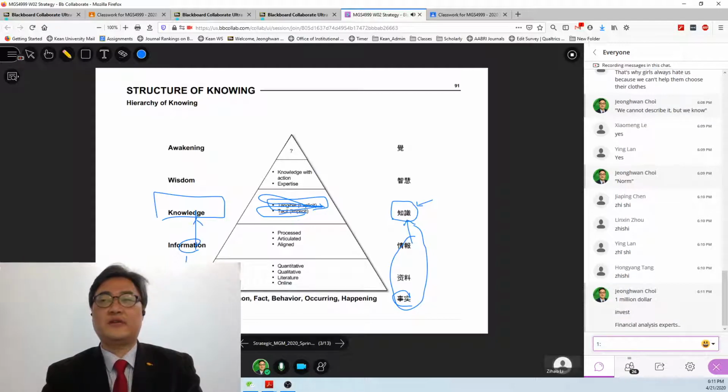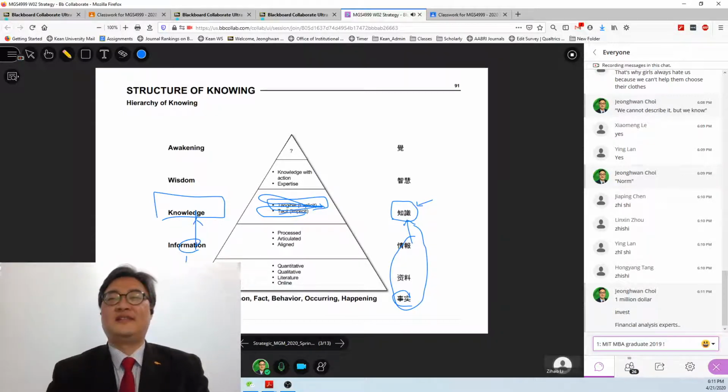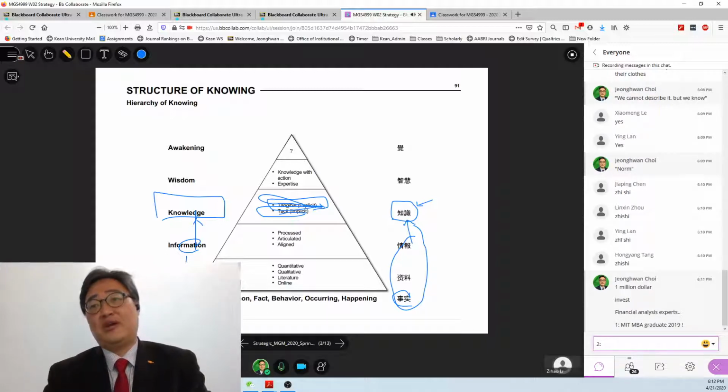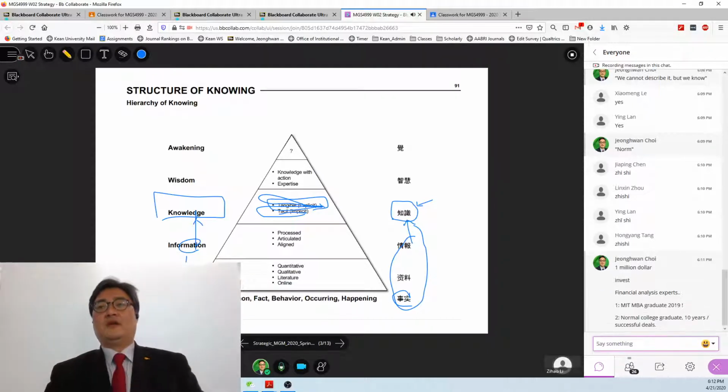Okay, the first expert is an MIT graduate, an MIT MBA graduate this year. Absolutely, he is a genius, and she is a genius. She knows almost everything. And number two is a normal college graduate, and Harvard, he worked more than 10 years and made successful deals for more than 10 years. Two options. And then where do you want to go? Where do you want to invest your money? Number one, number two.